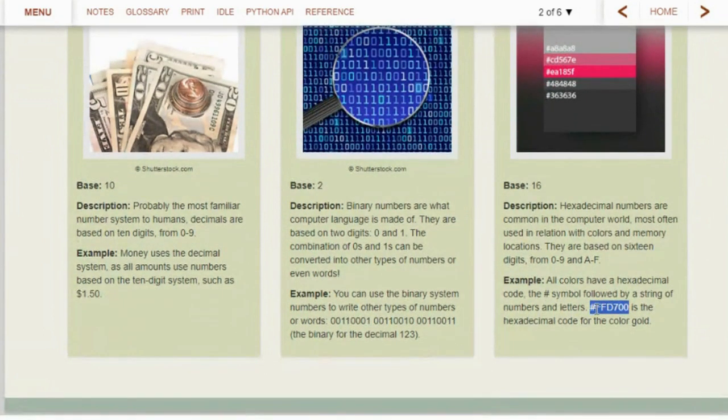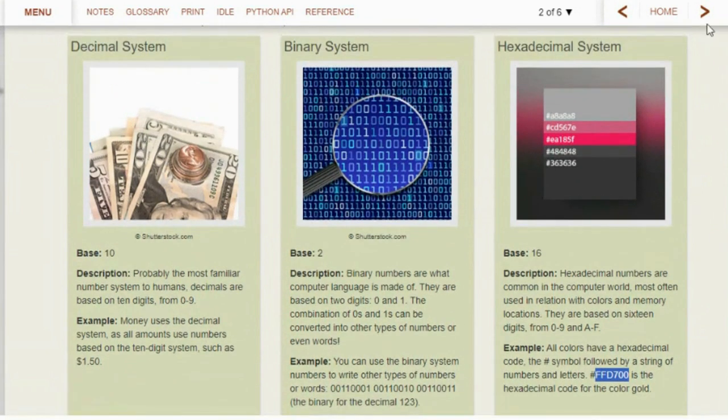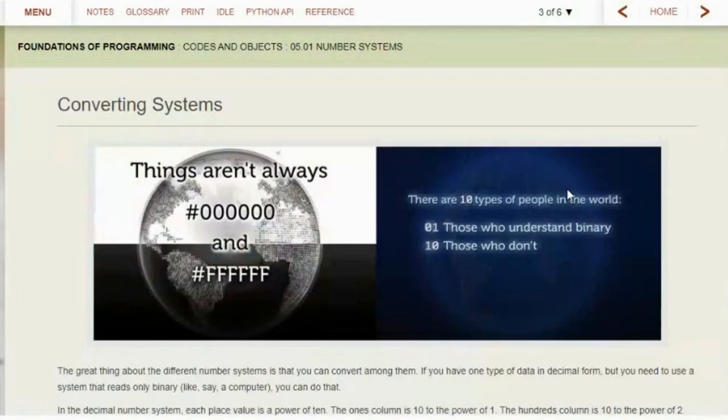So it uses the hashtag with 6 digits after it. That is the hexadecimal, how computers store color. So computers use hexadecimal all the time. And everything's converted to binary for a computer to understand it.